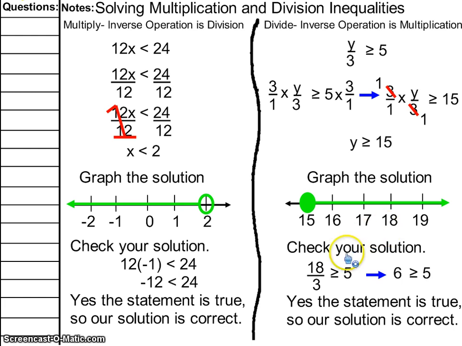Let's go with 18. I'm going to substitute 18 back into our original problem, which was from up here. 18 divided by 3 is 6. Is 6 greater than or equal to 5? Yes. So that means our statement is true, so our solution is correct.